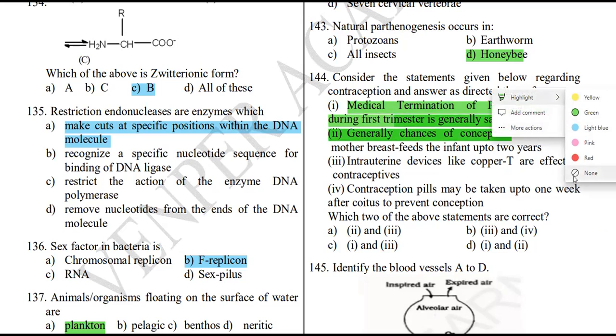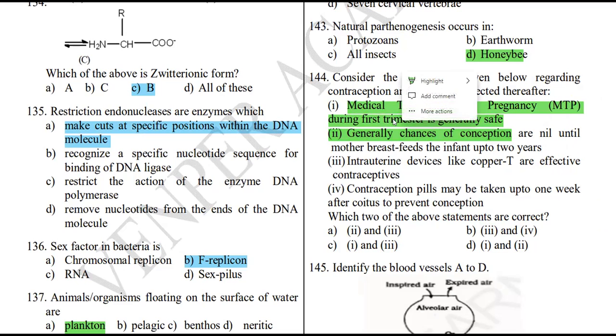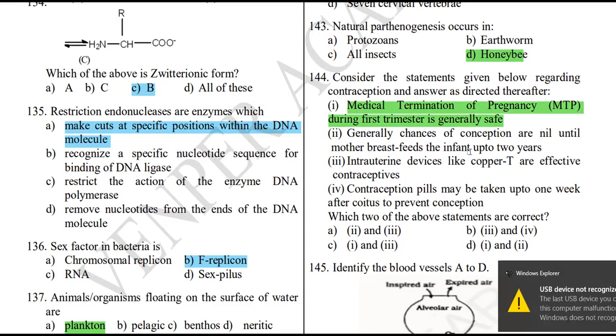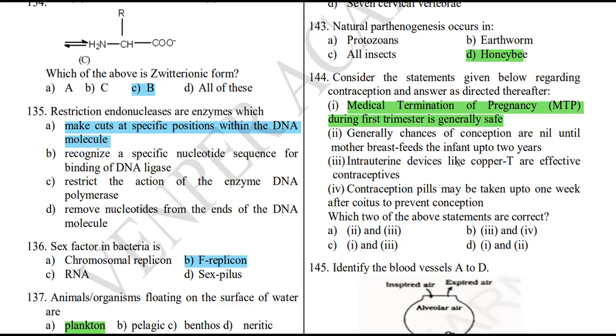So, first is a correct statement, right? Yes. So let's mark the first statement as correct. Yes. Generally the chances of conception are nil until the mother breastfeeds the infant up to 2 years. It's not up to 2 years. It is actually up to 2 weeks we can say, or 6 months also we can say. So this is a wrong statement.